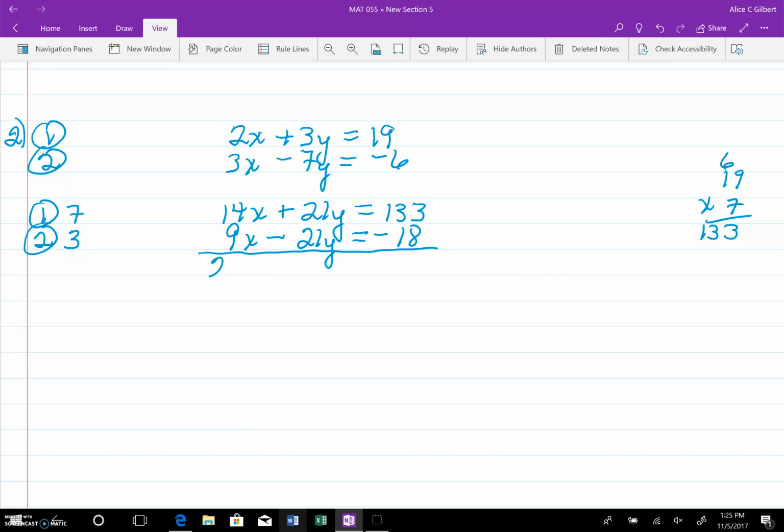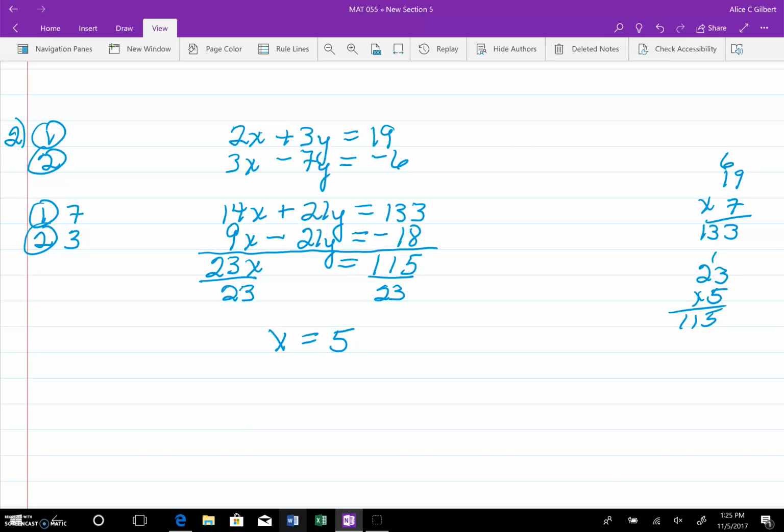And so here we get 23x equals, well, let's see, 133 minus 18 is 115. Let's try 23 times 5. That's 115. Oh, look at that. So when I divide each side by 23, I get x equals 5. 23 goes into 115 5 times.